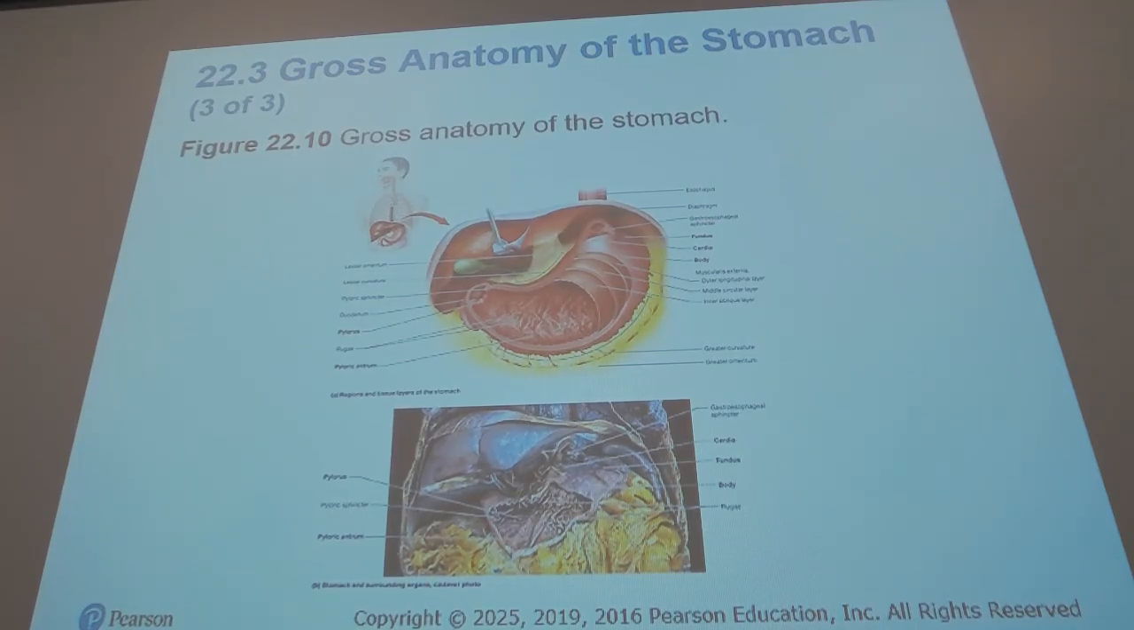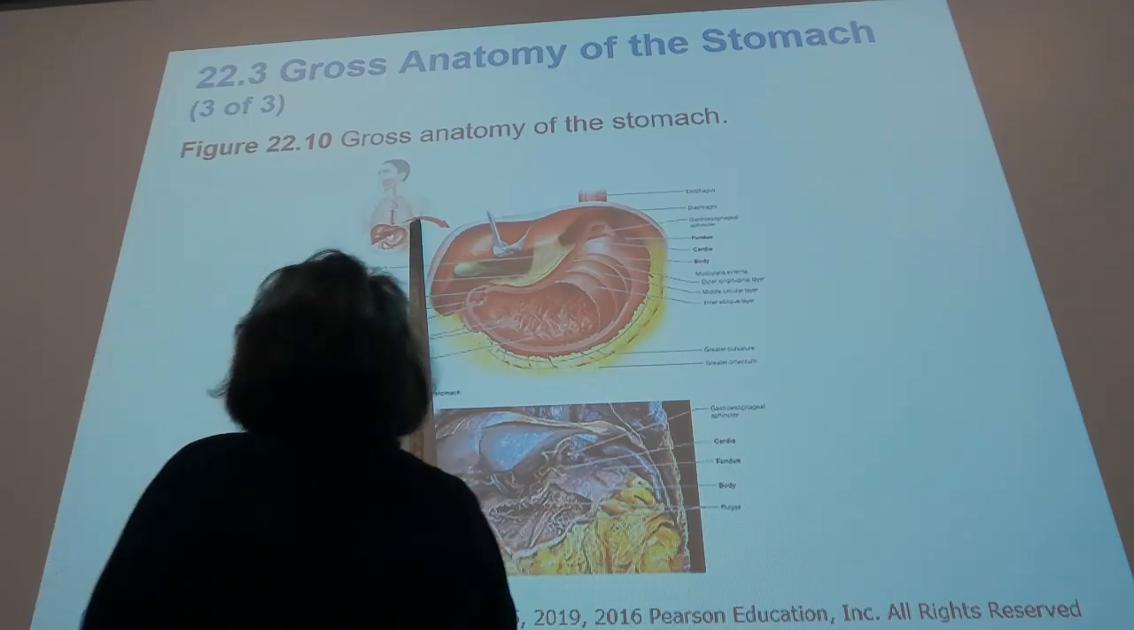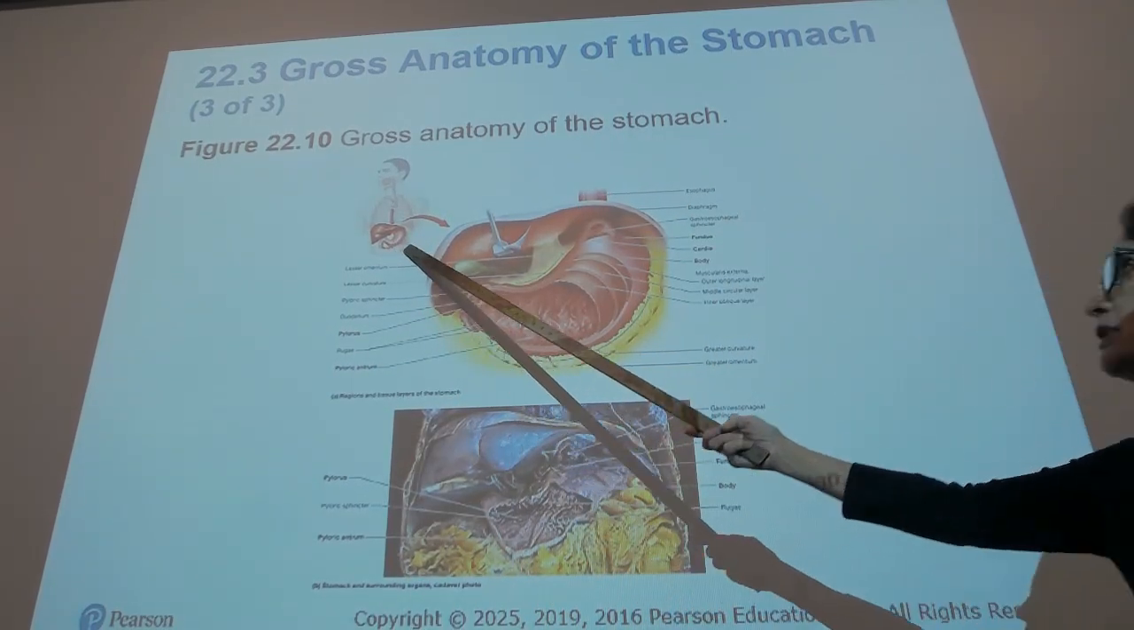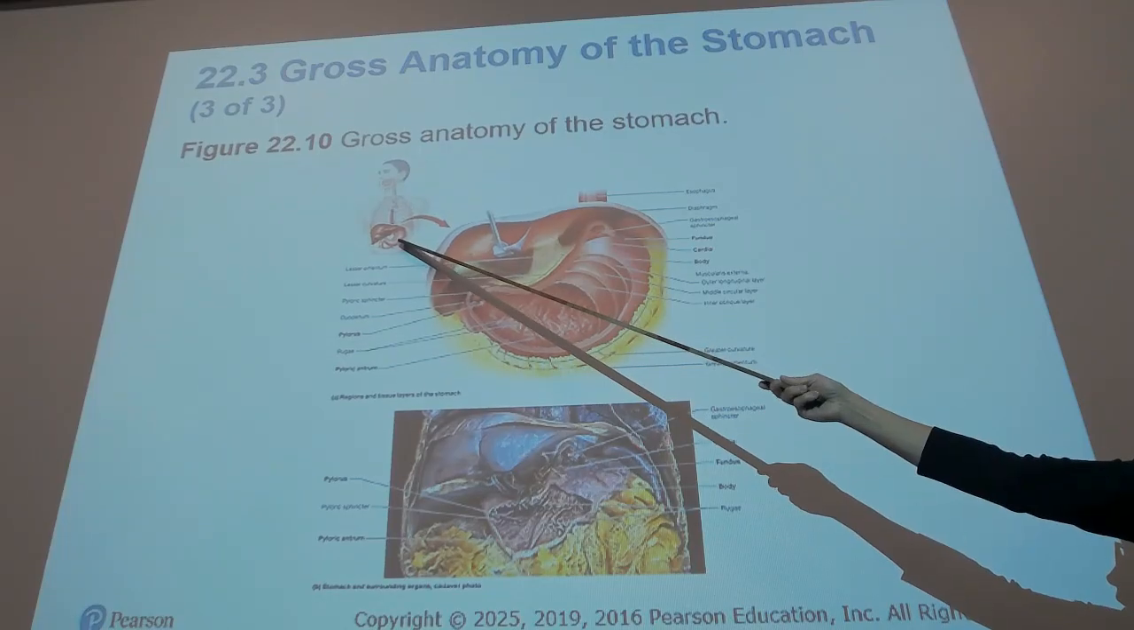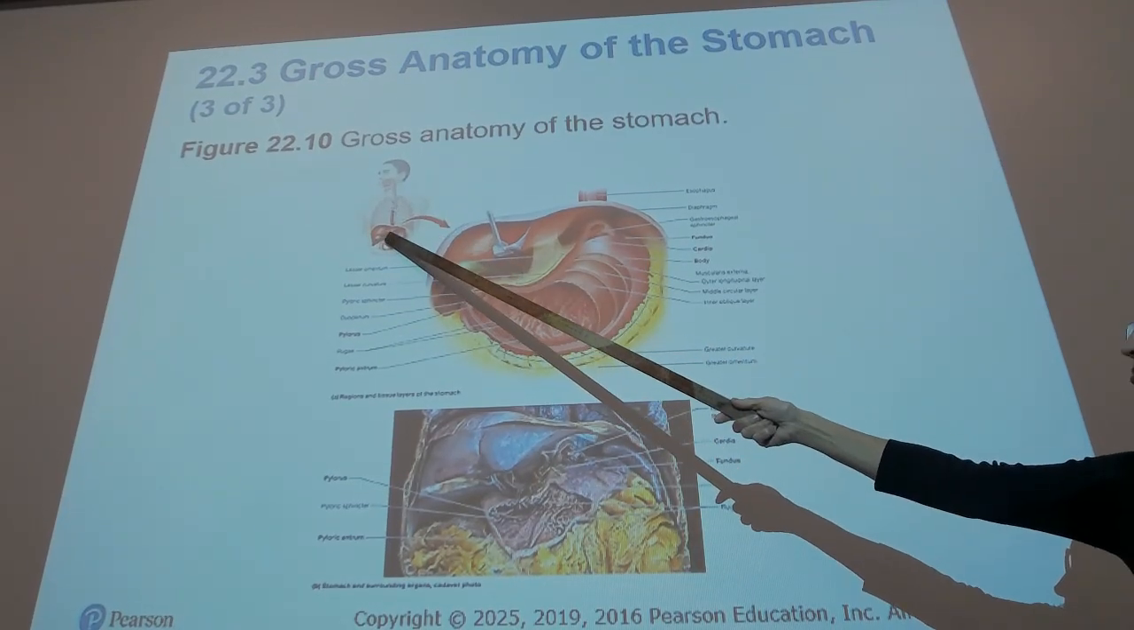So this is the gross anatomy of the stomach. The stomach is located in the upper left quadrant of our abdominal cavity, and it's just located below the diaphragm, laterally and anterior to the spleen. And then it has a J shape.